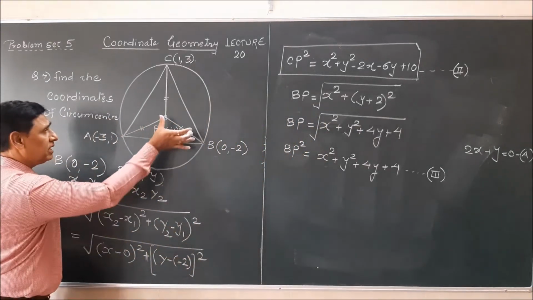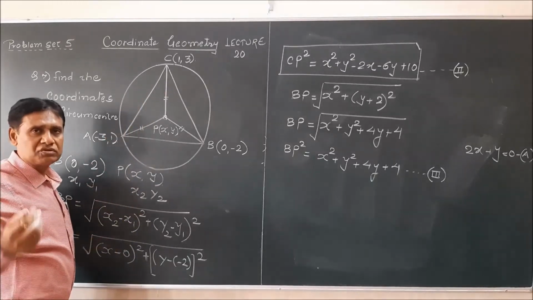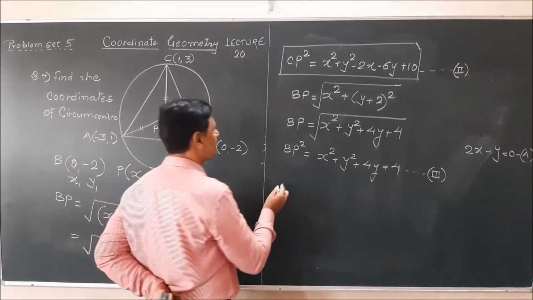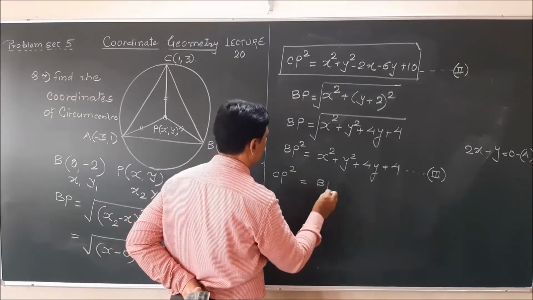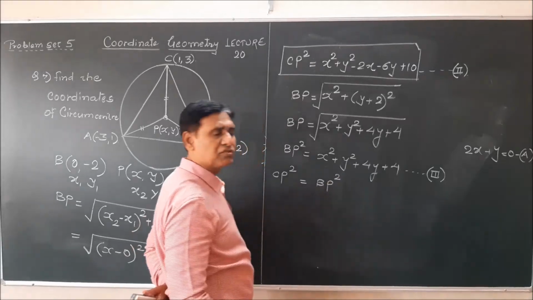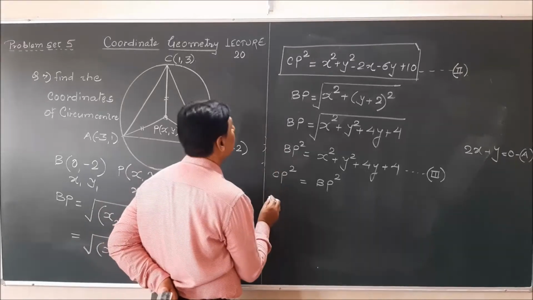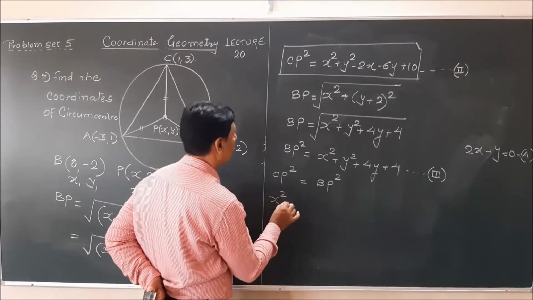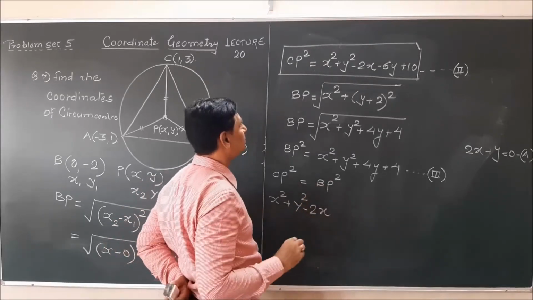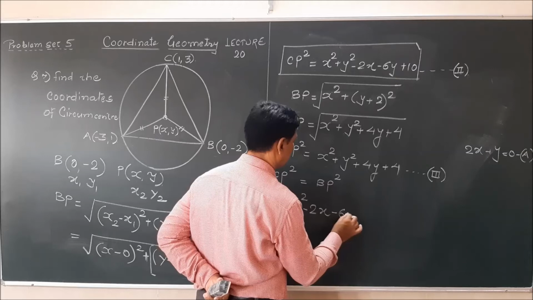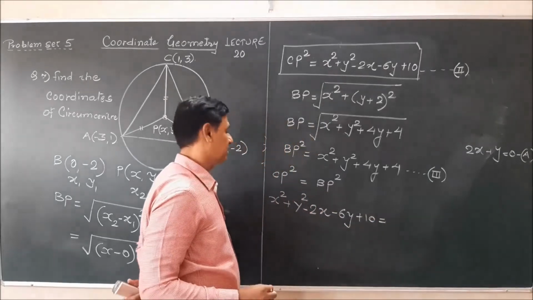Now you will find BP is also a radius and CP is also a radius. Surely I can equate them. So CP square is equal to BP square. CP square is equal to BP square. Now what is the value of CP square? CP square is x square plus y square minus 2x minus 6y plus 10, that is equal to.